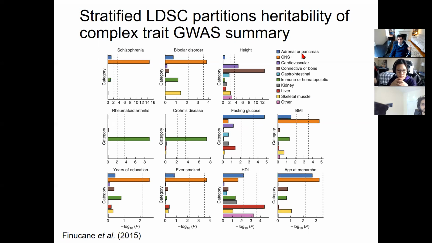For fasting glucose, it concentrates in adrenal and pancreas. For BMI, it concentrates in both brain and adrenal and pancreas. And for education or smoking, you see this concentration again in the central nervous system. And for HDL cholesterol, you see this concentration in the liver. And for age at menarche, which is basically connected both with adrenal and with central nervous system. So that basically tells you that this particular method for partitioning heritability can actually be very powerful in splitting up these functional categories and elucidating the subsets of the genome that actually contain the most heritability.